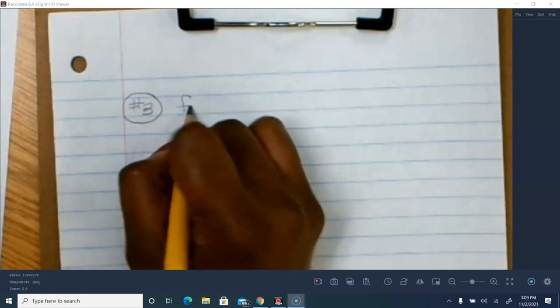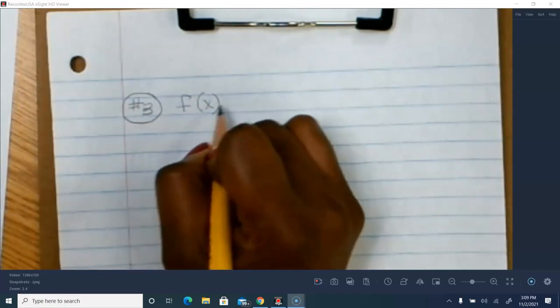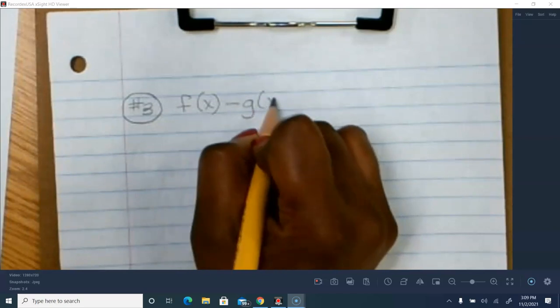And in number 3, it says, if f of x is equal to negative 3x plus 15, and g of x is equal to negative 4x minus 17, they want us to find the difference of f of x and g of x. So I'm going to start by writing what it is that they want us to find, which is f of x minus g of x.